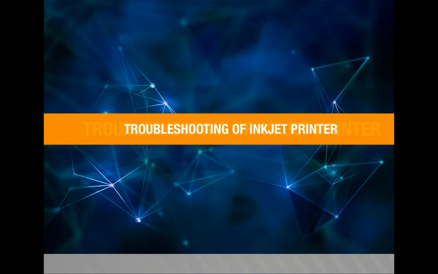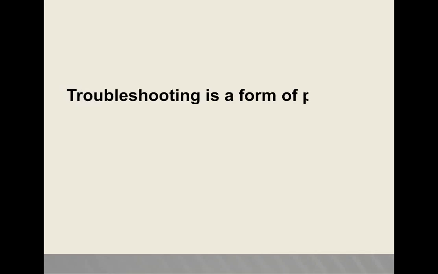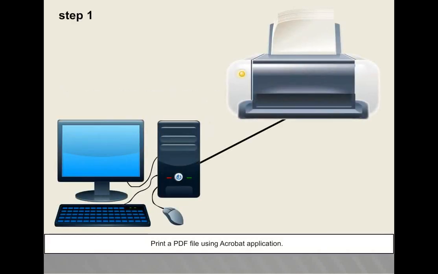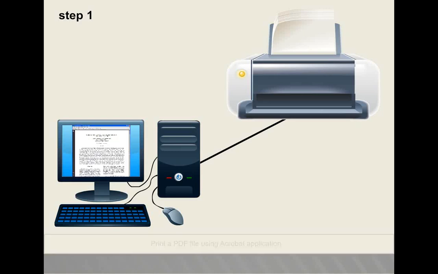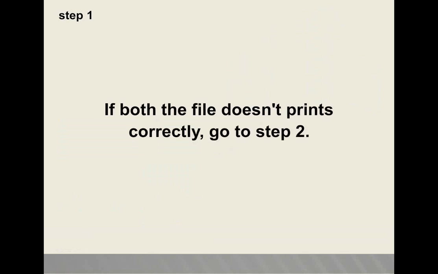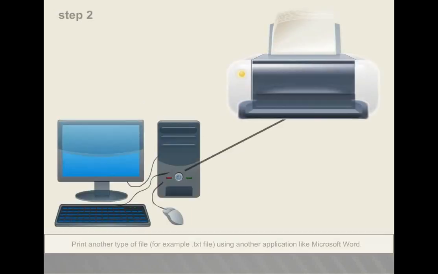Troubleshooting of inkjet printer. Troubleshooting is a form of problem solving often applied to repair failed products or processes. Step 1. Print a PDF file using Acrobat application. If it does not print correctly, then print another file. If it prints correctly, then first PDF file has some problem. If both the files do not print correctly, go to step 2.